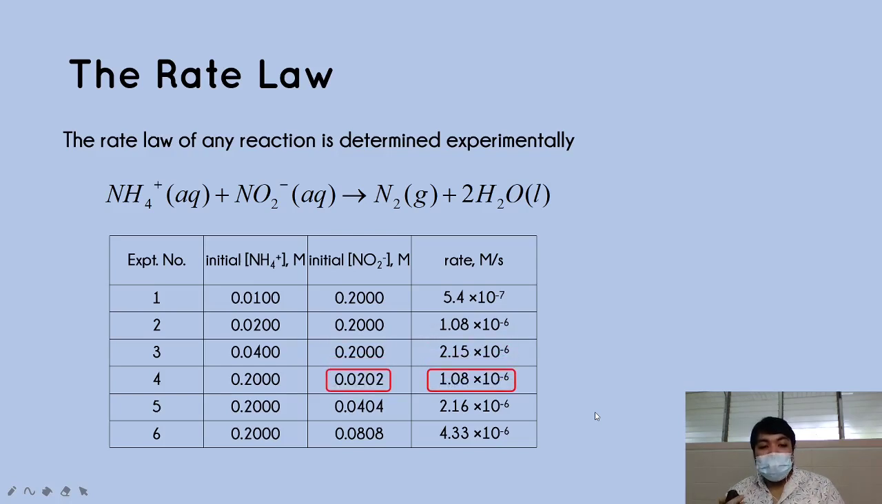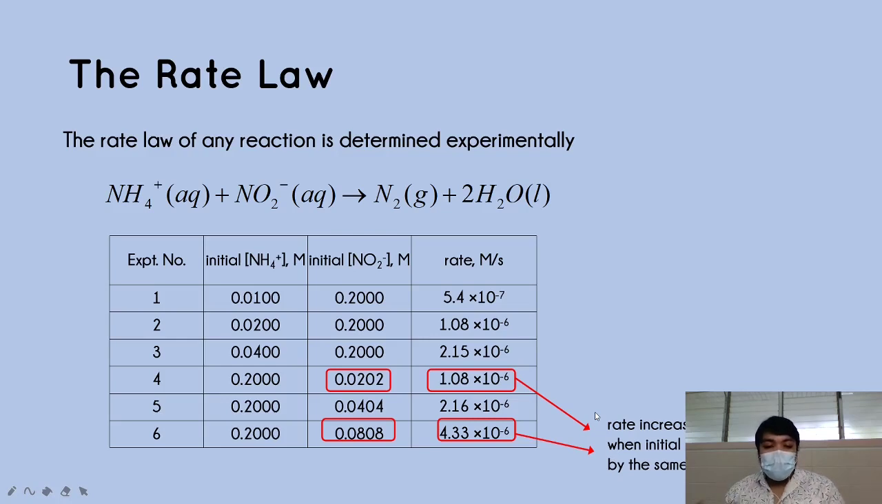Now, for experiment 4, comparing it to experiment 6, the rate increased by a factor of 4 when you increased the initial nitrite concentration from 0.0202 to 0.0808, by a factor of 4 as well.